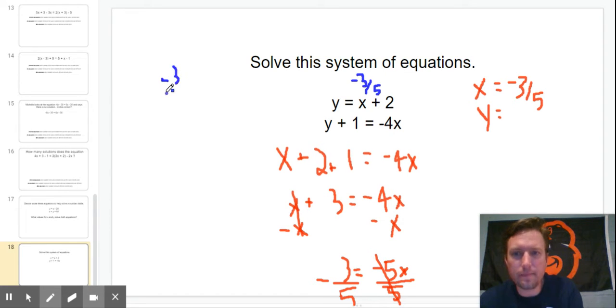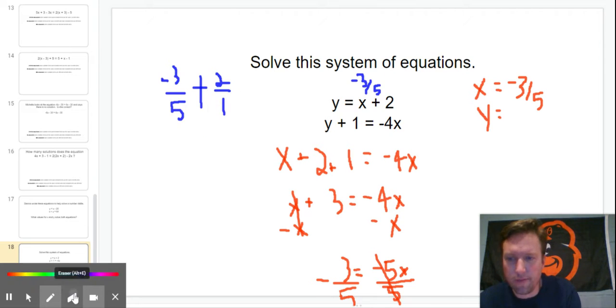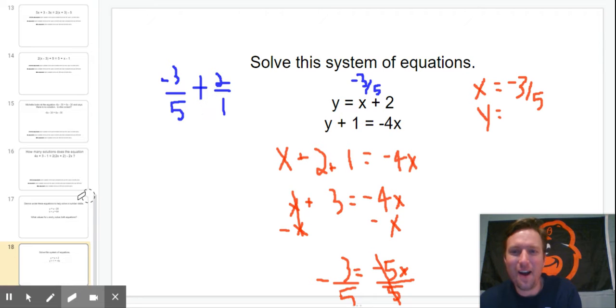Negative 3/5, and then I have plus 2. But 2 written as a fraction would be 2 over 1. Sorry, my plus sign was a little aggressive there. So, all right, now what I need to do is make my denominators the same. How do I do that? By multiplying by 5. So I'm going to make an equivalent fraction of 10 over 5. Okay, because I just multiplied both the numerator and denominator by 5.